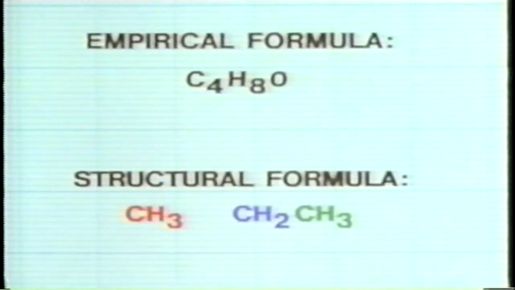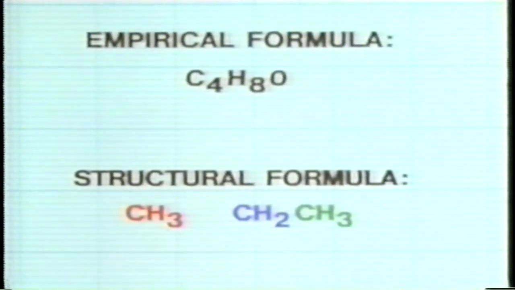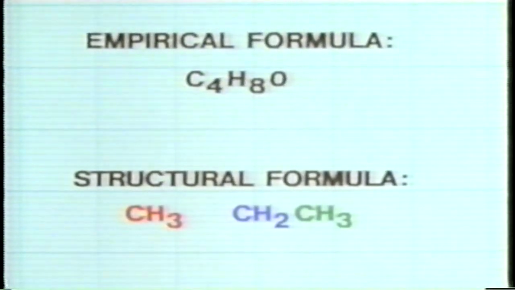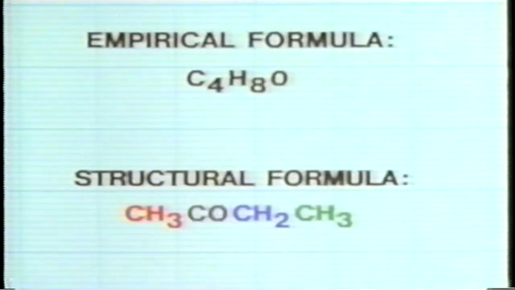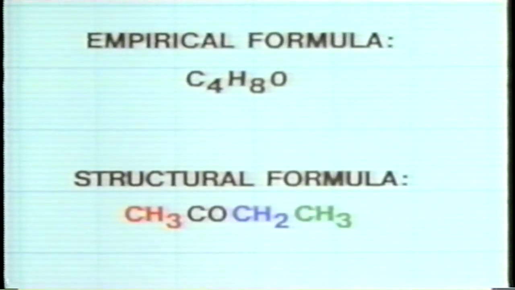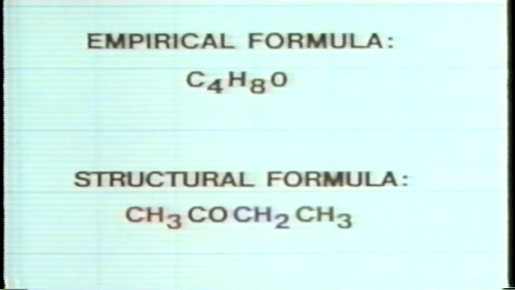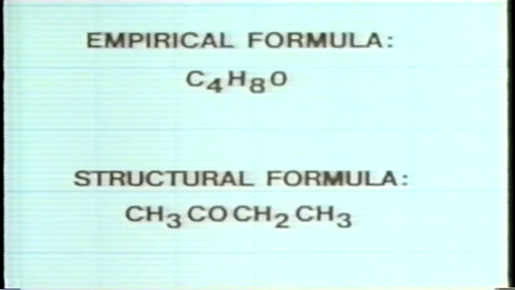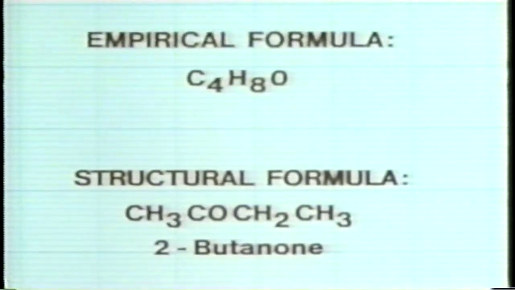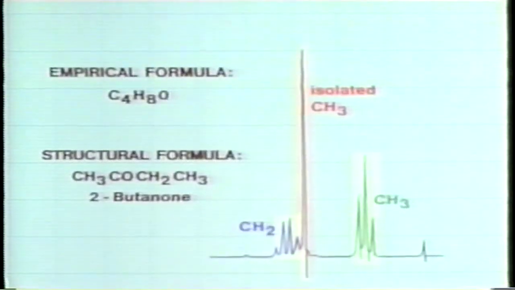As the empirical formula for the molecule is C4H8O, there are a C and an O unaccounted for. Together they constitute a CO group, which does isolate one CH3 group. So the overall structure is identified as 2-butanone. As you can see, NMR is a powerful method of determining structure.